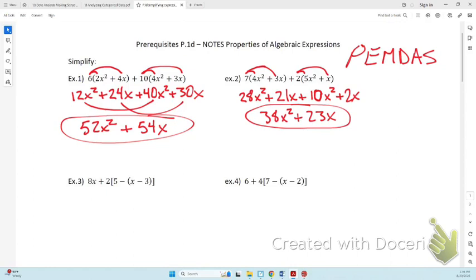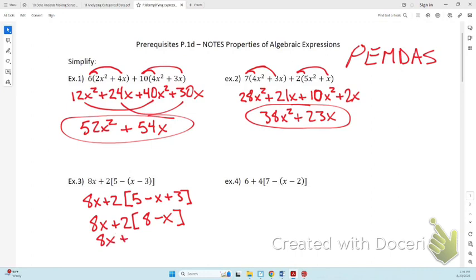3 and 4 get a little bit more difficult, and you really need to make sure you're working inside out. So we go 8x plus 2. I'm not working with those yet. I need to deal with that negative outside the parenthesis, and it flips those signs. Still not working outside, I can add the 5 and the 3. Now I can work with the 2. Combine like terms, and we got it.